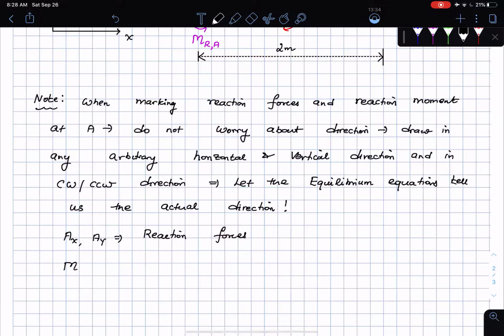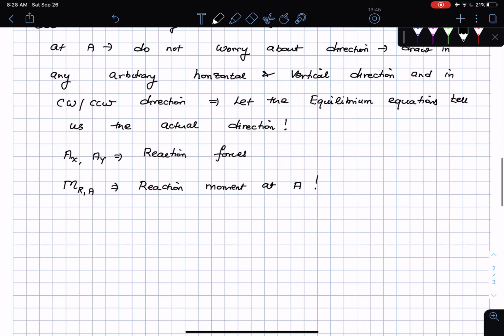And then MR, A is the reaction moment at A. Okay, then I start making use of the equilibrium equations. So let me start using that. I say, okay, sum of all the forces in the x direction, all the forces pointing to the right are equal to 0. Very important, set them equal to 0.